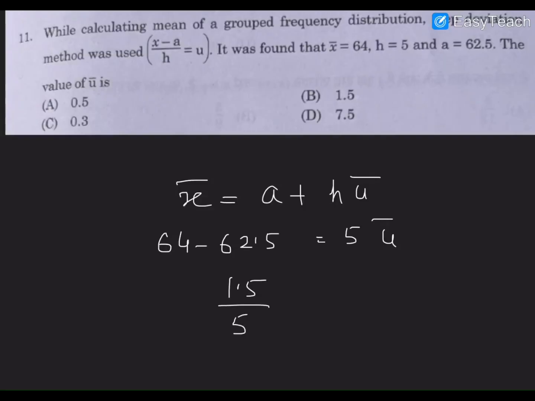The next question: while calculating the mean of a grouped frequency distribution by the step deviation method, u = (x minus a) by h. It was found that x mean is 64, which is equal to a plus h u bar. So 64 minus 62.5 equals 5 into u bar, which comes out to be 1.5 divided by 5, so u bar comes out to be 0.3. So for this, C is the correct answer.